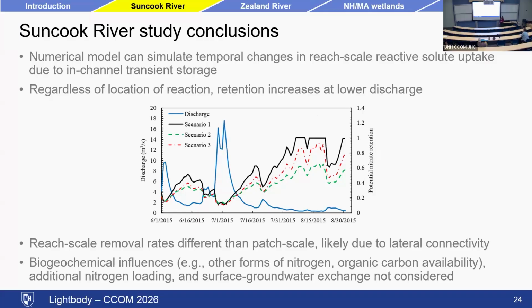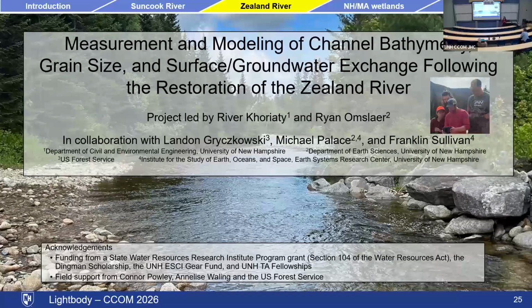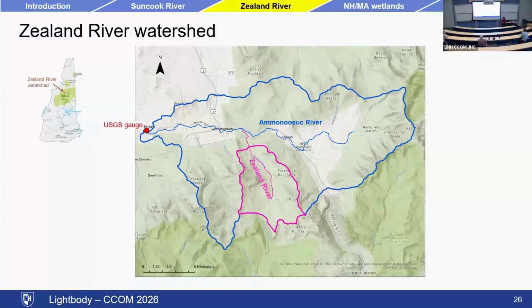To talk about exchange with the groundwater, I have a study for you. This is one that is currently going on. I have 2 master's students working on this up in the Zealand River in northern New Hampshire. The Zealand River is right on the west side of Mount Washington. The Ammonoosuc drains Mount Washington, and the Zealand River flows from south to north into the Ammonoosuc, upstream of the USGS gauge.